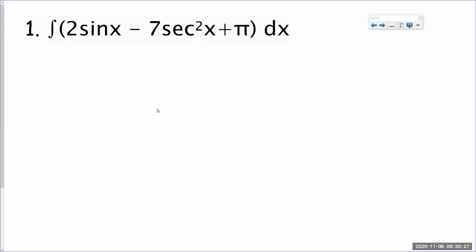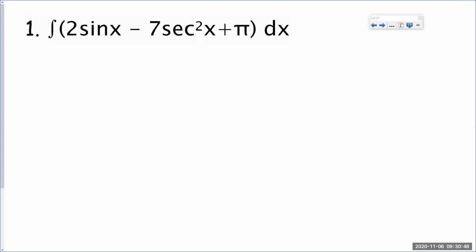This is integration, okay? When you see this problem, do you see a bunch of terms strung together with pluses and minus signs? When you see that, you should be thinking to yourself, I thought I had to do one problem, but, oh boy, I get to do 3. Do you guys see that? Are you thinking that to yourself?